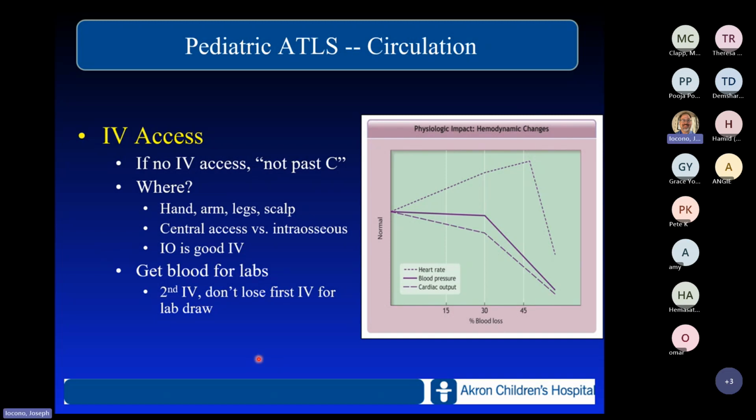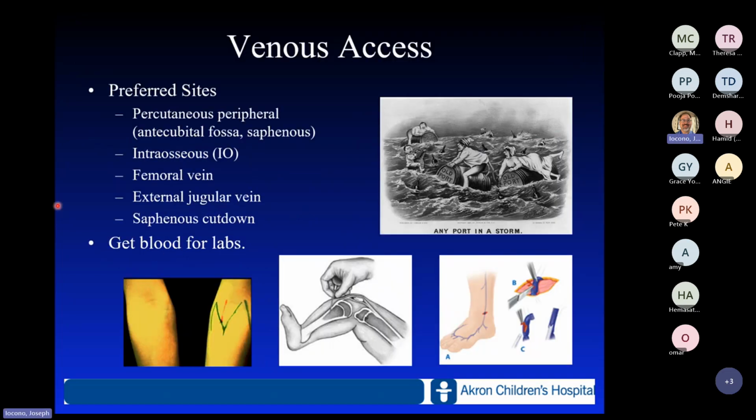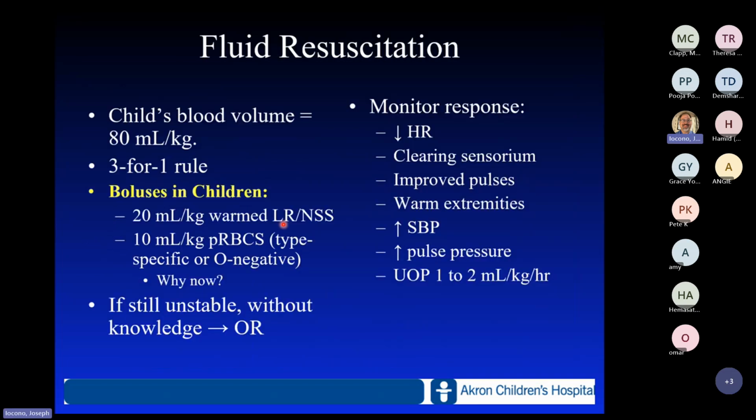You want a good IV. Venous access: anything peripheral, IOs, femoral, external jugular vein. You want to get some blood for labs if you can, but don't lose your IV. Boluses in children, for just the last couple of years, used to be 20 per kilo times 2. Now it's 20 per kilo times 1, then blood, just like in adults now, it's 1 liter, then blood, as opposed to 2 liters. You want to watch for decreased heart rate, increase in sodium, improved pulses, warmer extremities, and you start looking for urine output, okay?